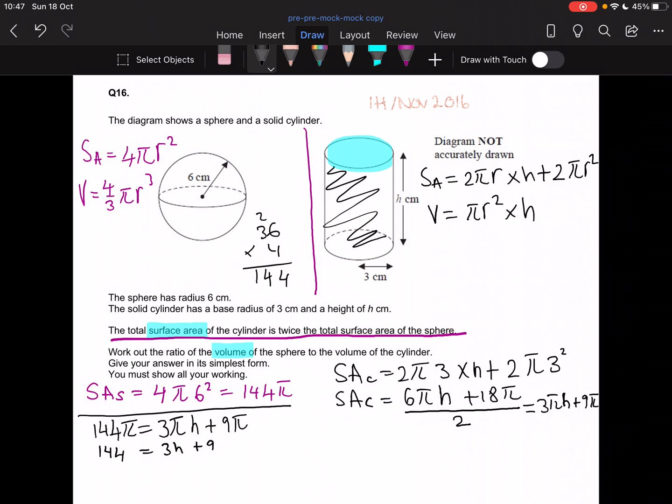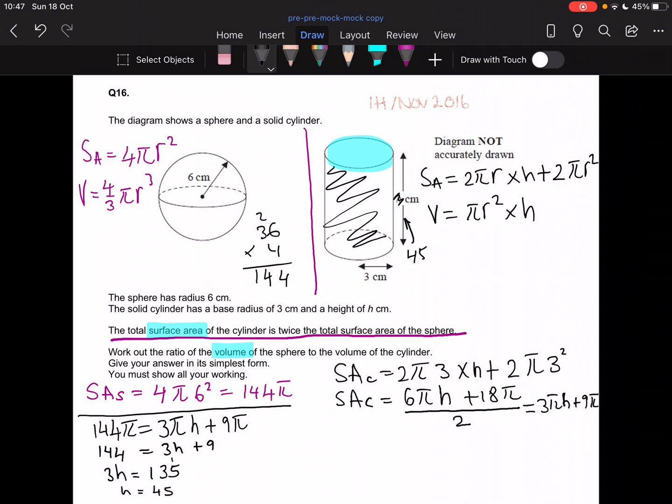I solve it as a normal equation, so I take away 9. And I get that 3h is equal to maybe 135, I think. 135. And if I divide by 3, I'm going to get that the height is equal to, a bit of quick mental division. So how many 3's in 13? And that's 4 remainder 1. How many 3's in 15? And that's 5. So the height is 45. So this is no longer h, that's now 45 centimeters, of course.